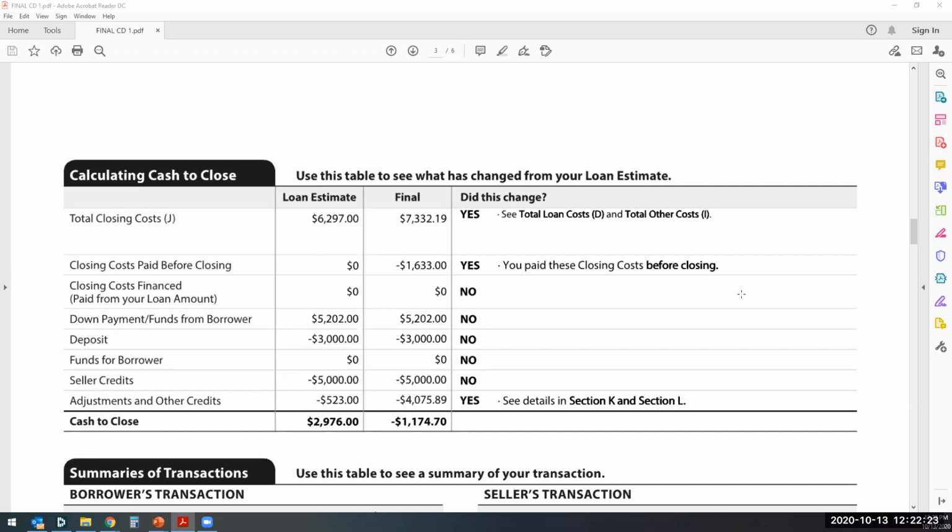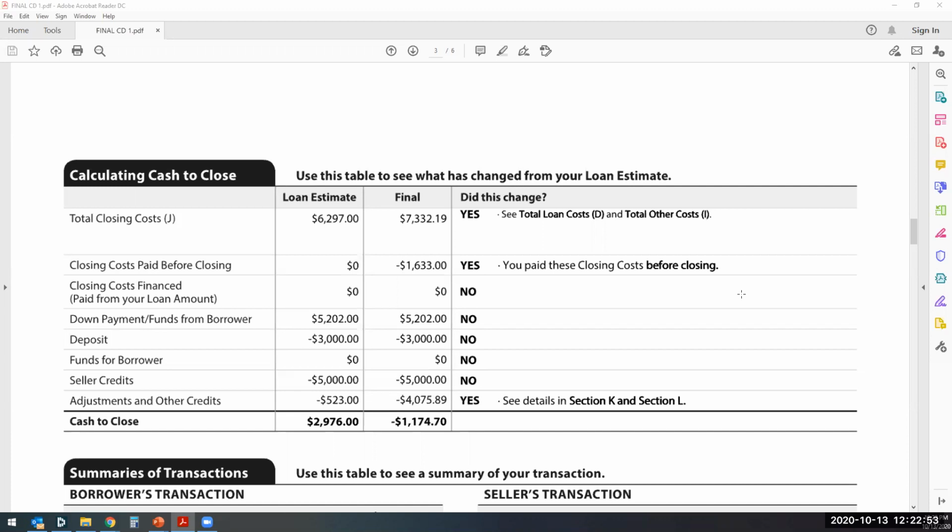Another question: does paying the home insurance upfront reduce the monthly payment? No, it would not reduce the monthly payment. The reason is that you always have to pay your insurance upfront, even if it's at closing or inside of the CD, included in your closing costs. You always have to pay an upfront insurance premium.